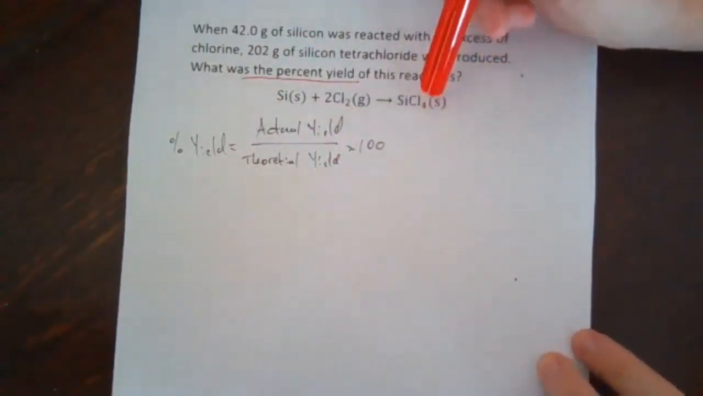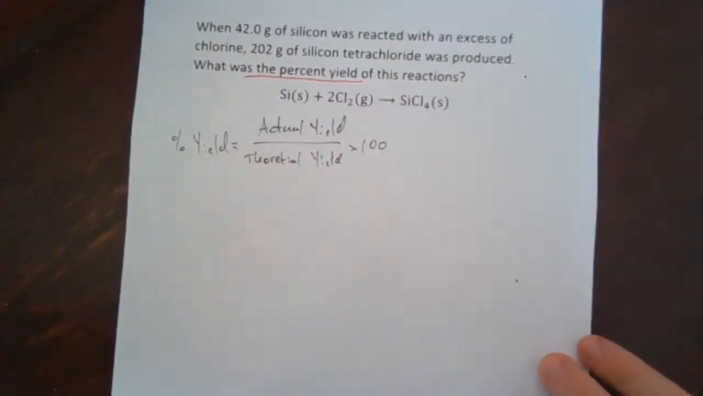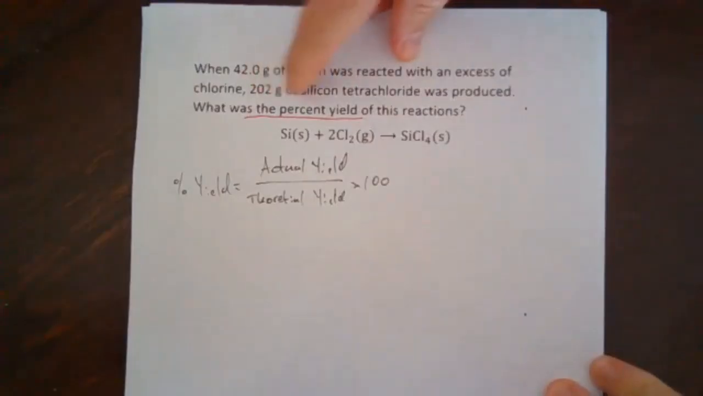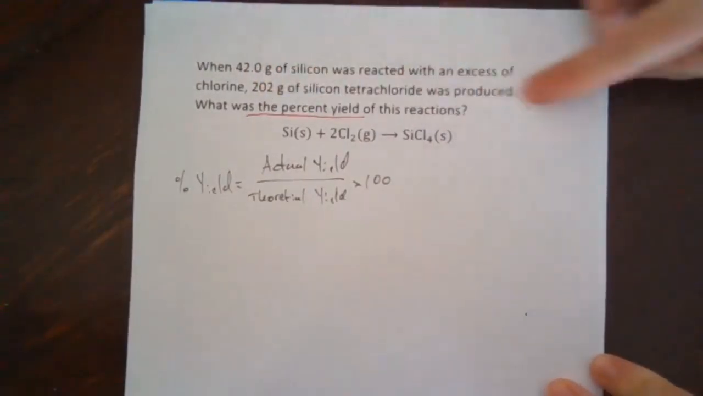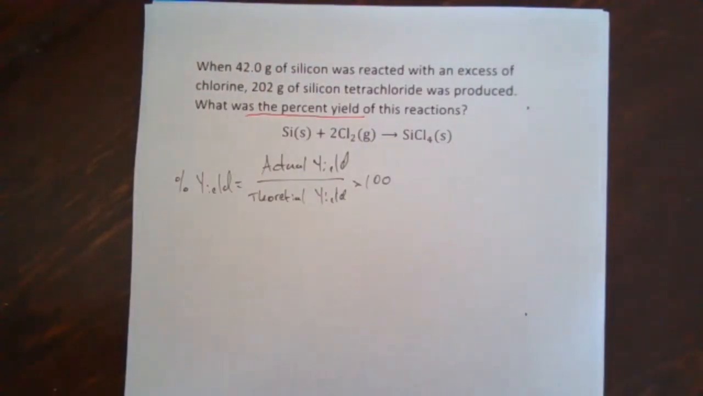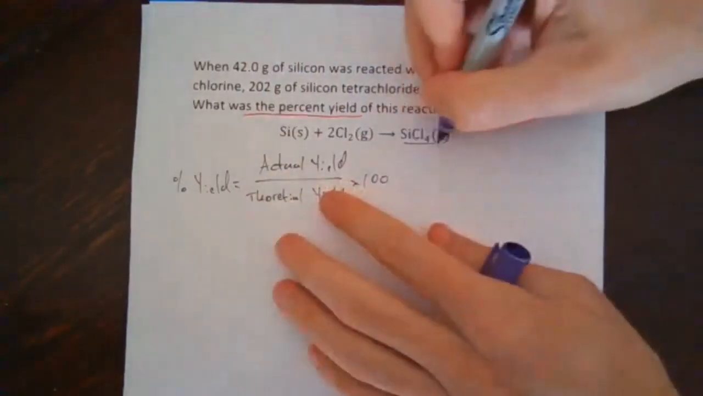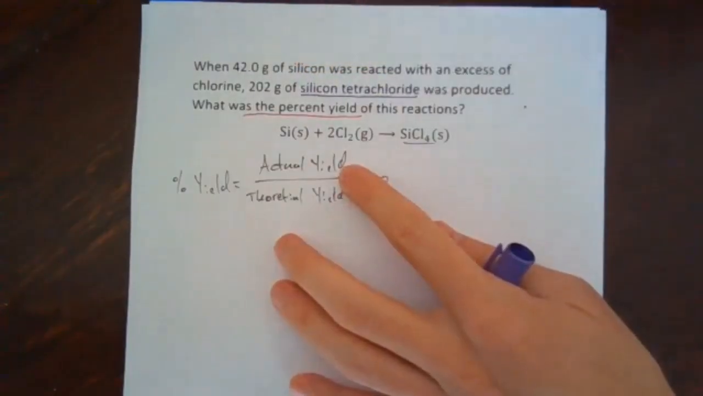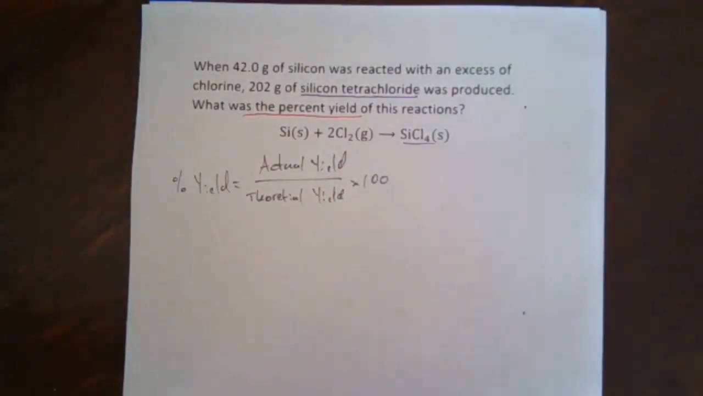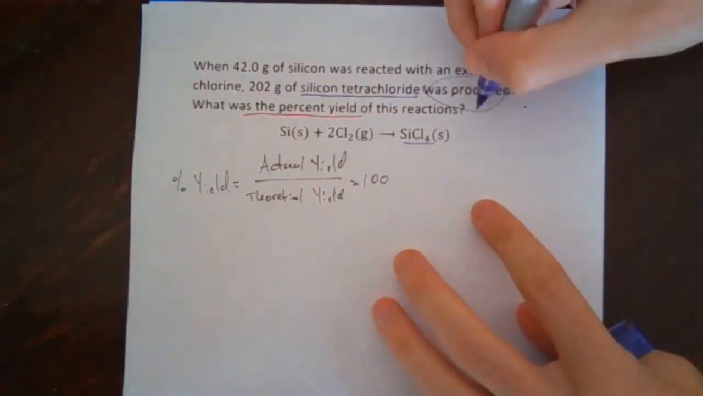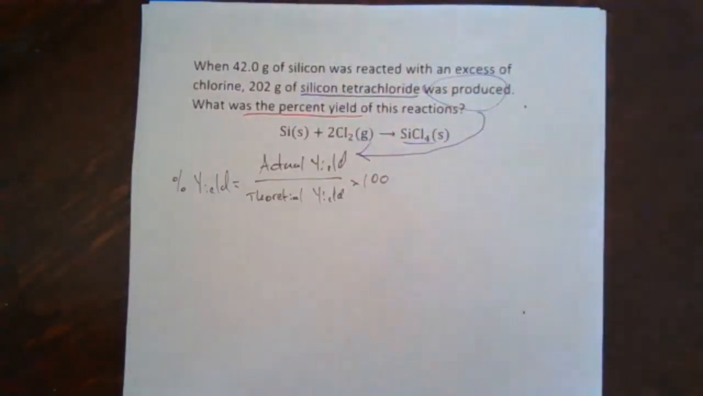Yield means product, so I'm looking for mass of SiCl4. I want masses of silicon tetrachloride. Well, I'm given that explicitly. 202 grams of silicon tetrachloride was produced. So that is a yield because I only have one product, and this is the mass of that product. And so the question is, is that actual or theoretical? Because we see that word was produced, that tells me it's actual yield. So 202 grams is going to be my actual yield.